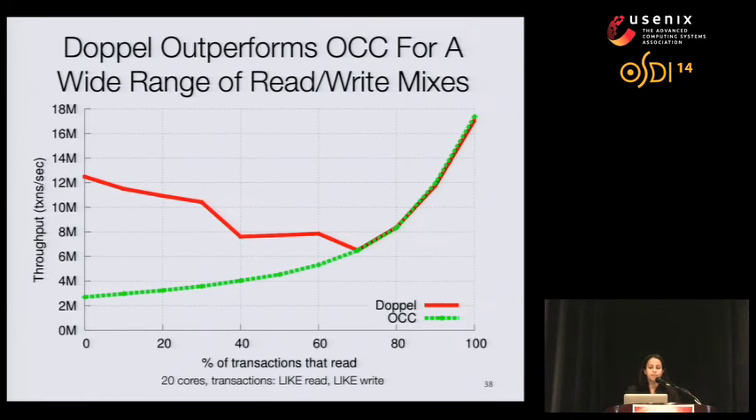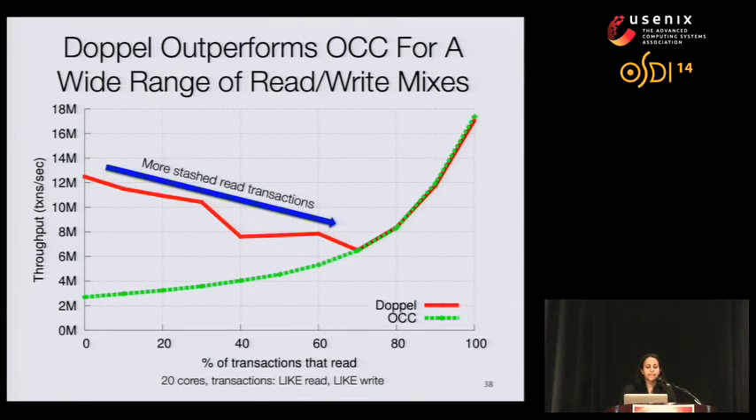So here we're looking at the same workload, but we're varying the percentage of read transactions on the x-axis. At the left, all transactions are users liking pages, and Doppel performs much better than OCC because likes of popular pages are happening in parallel, and there's no contention. At the right, all transactions are reading, and Doppel and OCC both get very high throughput because there's no conflict.